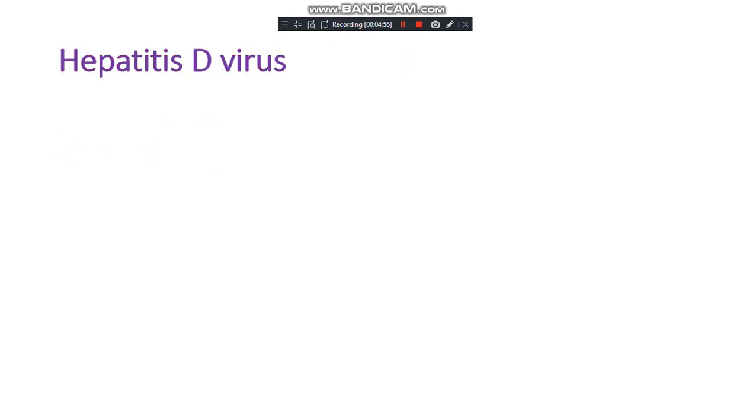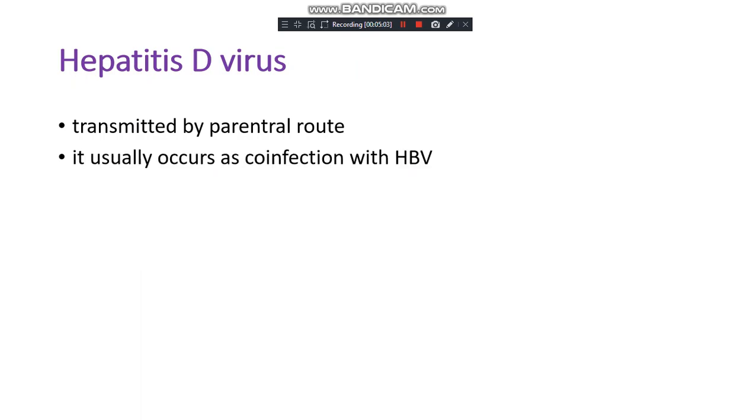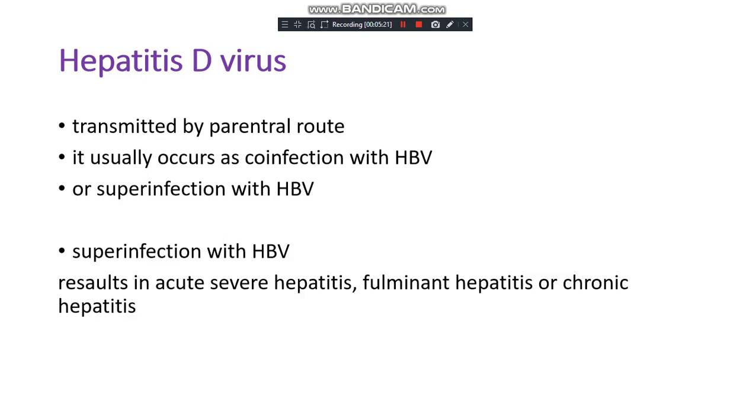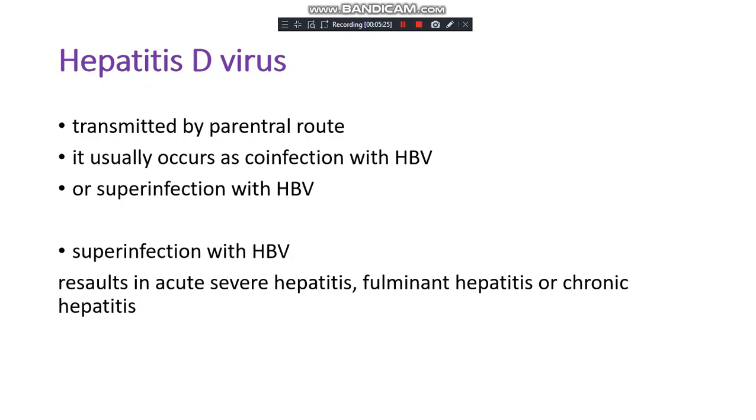Okay, the remaining virus we have is hepatitis D virus. Now, it is transmitted by the parenteral route. It usually occurs as co-infection with HBV, hepatitis B virus, or superinfection with HBV. But superinfection is actually more disastrous as compared to co-infection. So superinfection with HBV can result in acute severe hepatitis, fulminant hepatitis, or chronic hepatitis.